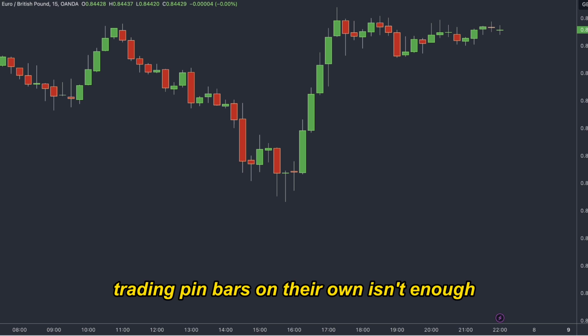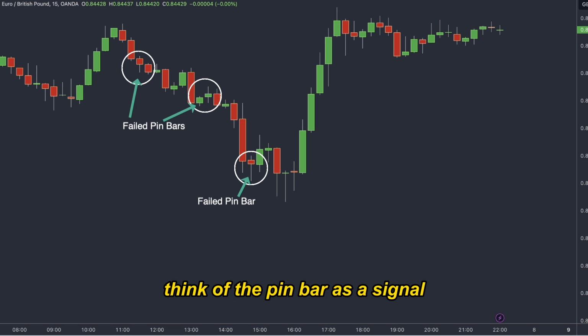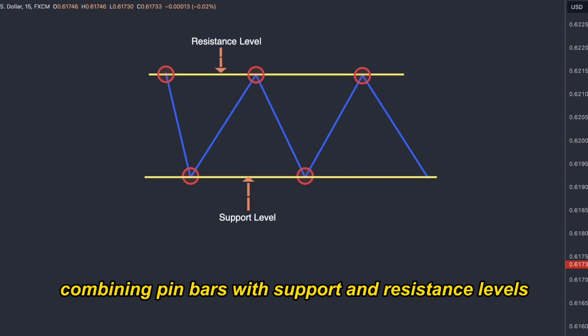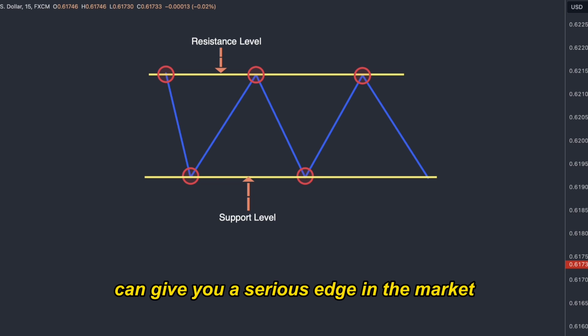Now that you've learned what a pin bar is and how it works, here's the real key: trading pin bars on their own isn't enough. Think of the pin bar as a signal, but this signal needs to appear in the right places to be effective. That's why combining pin bars with support and resistance levels can give you a serious edge in the market.